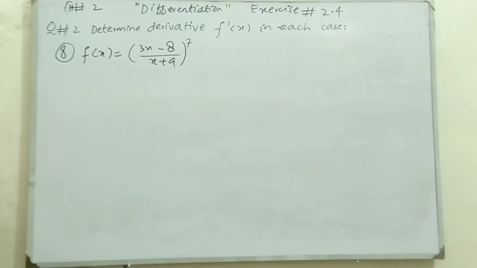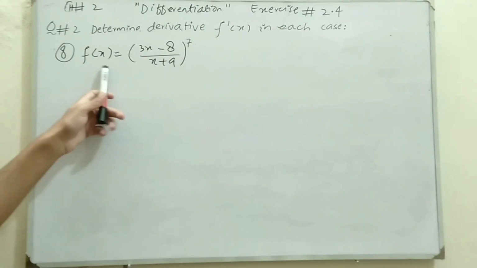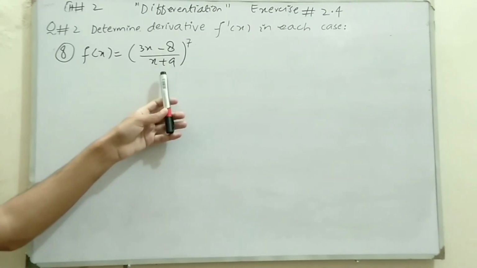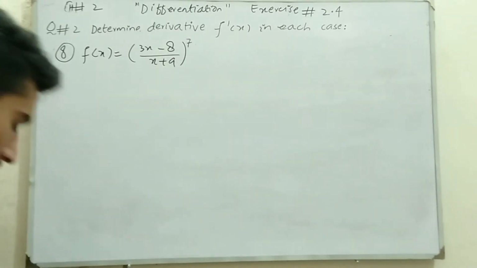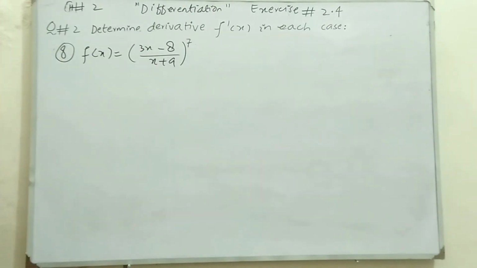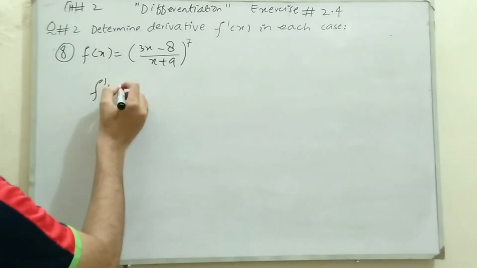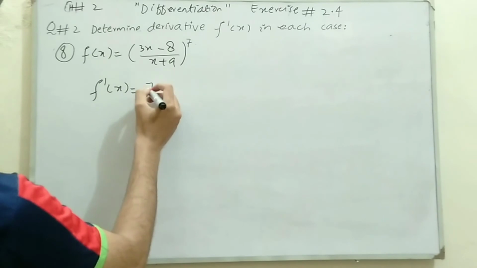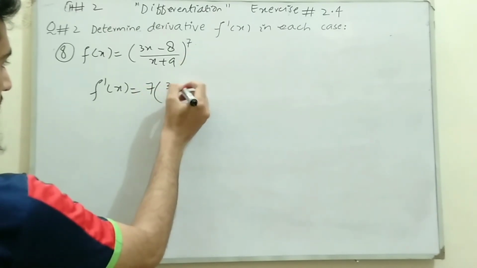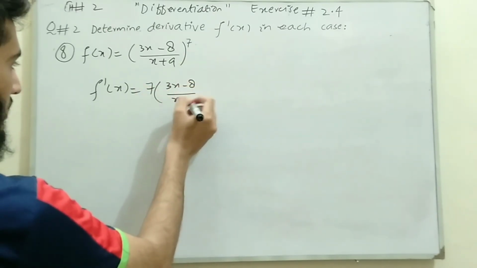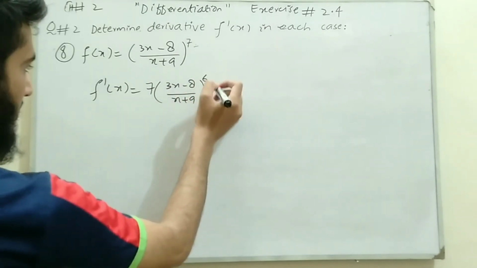Now move to the last part of today's lecture, part number G. A function f of x is given, which is equal to (3x minus 8) divided by (x plus 9), whole raised to the power 7. Here we will use the generalized power rule. So f prime of x will be equal to this power will come to the front and subtract 1 in the power. So it becomes 7 minus 1 gives us 6.